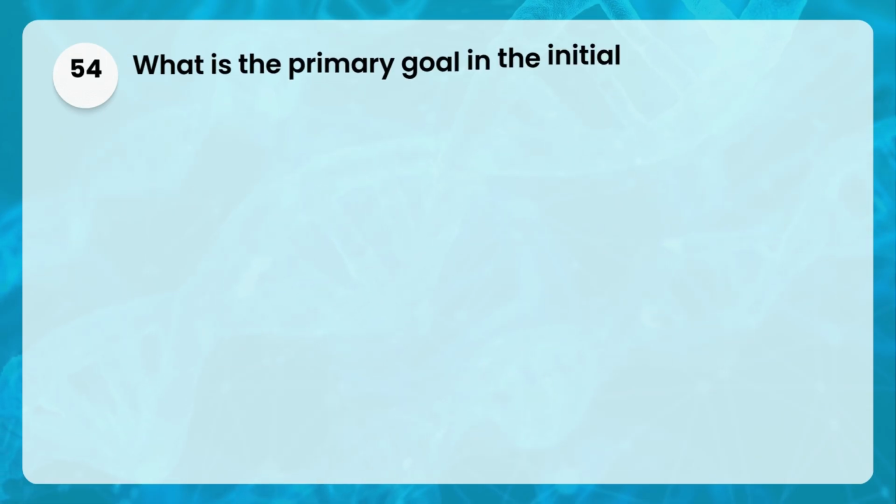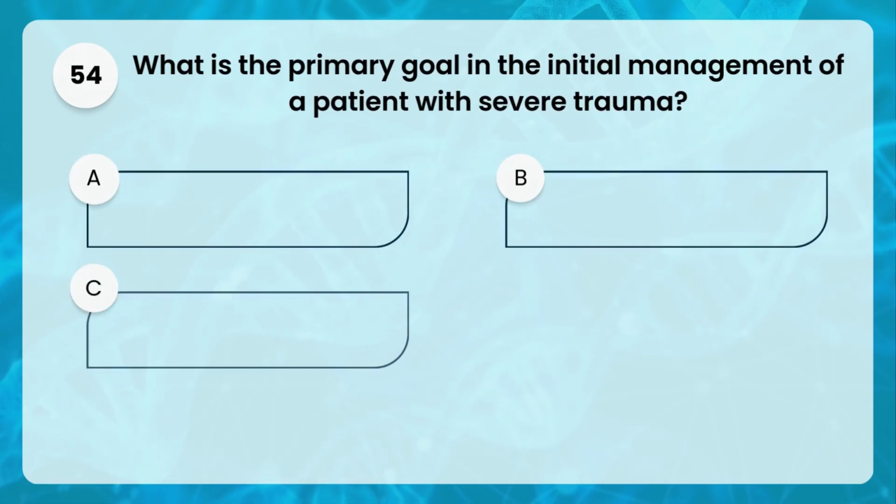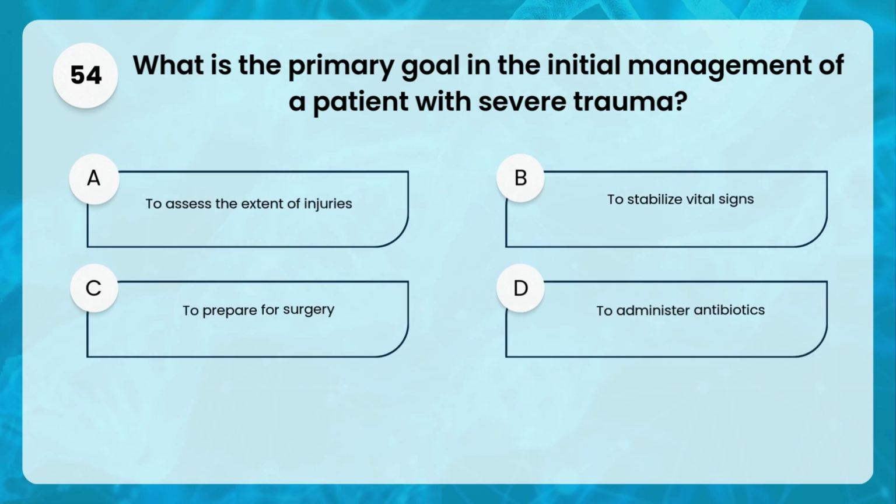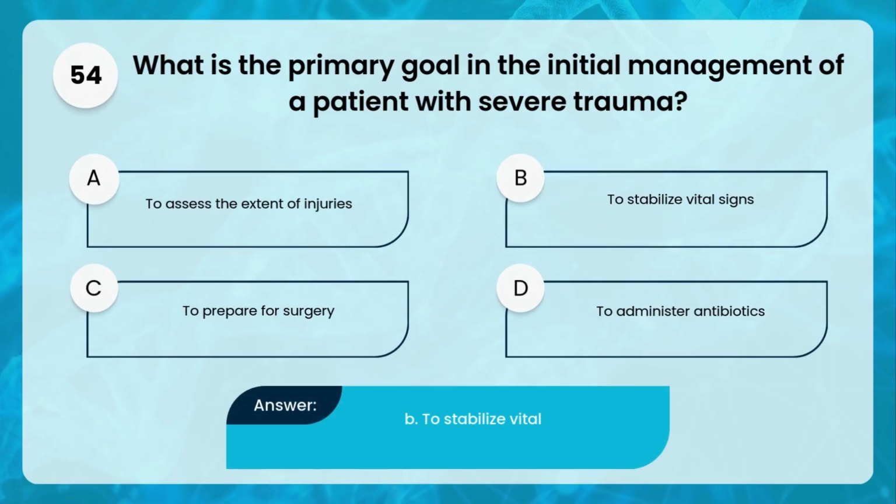Number 54. What is the primary goal in the initial management of a patient with severe trauma? A. To assess the extent of injuries. B. To stabilize vital signs. C. To prepare for surgery. Or D. To administer antibiotics. The answer is B. To stabilize vital signs.